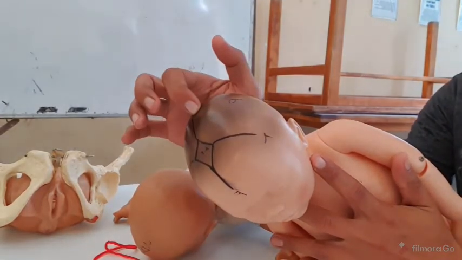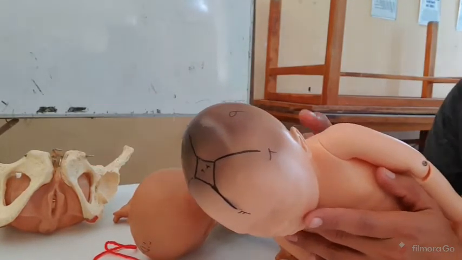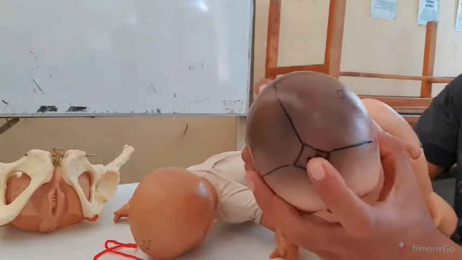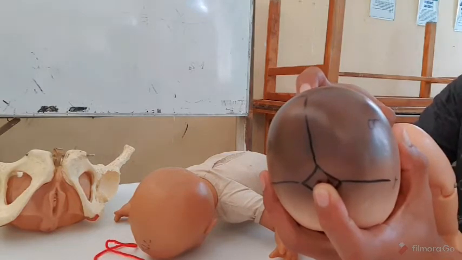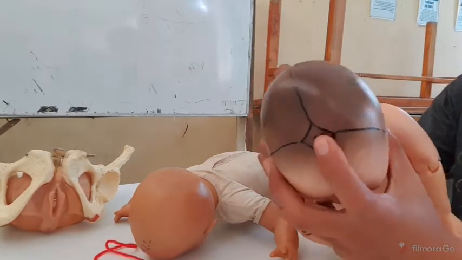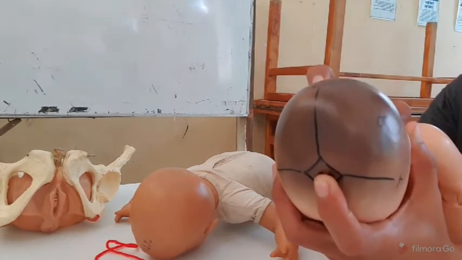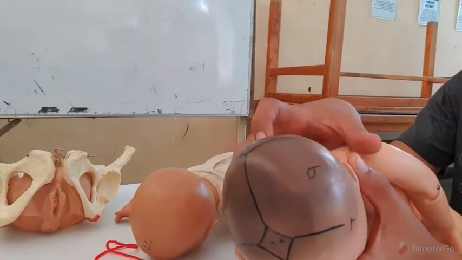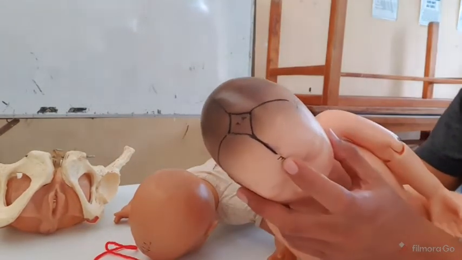So we have different longitudinal diameters. We have the suboccipitobregmatic, measured from the occipital protuberance going into the center of the bregma, which is the most ideal presenting diameter, measuring around 9.5 centimeters. Next, we also have the occipitofrontal, from the occipital protuberance going into the glabella.